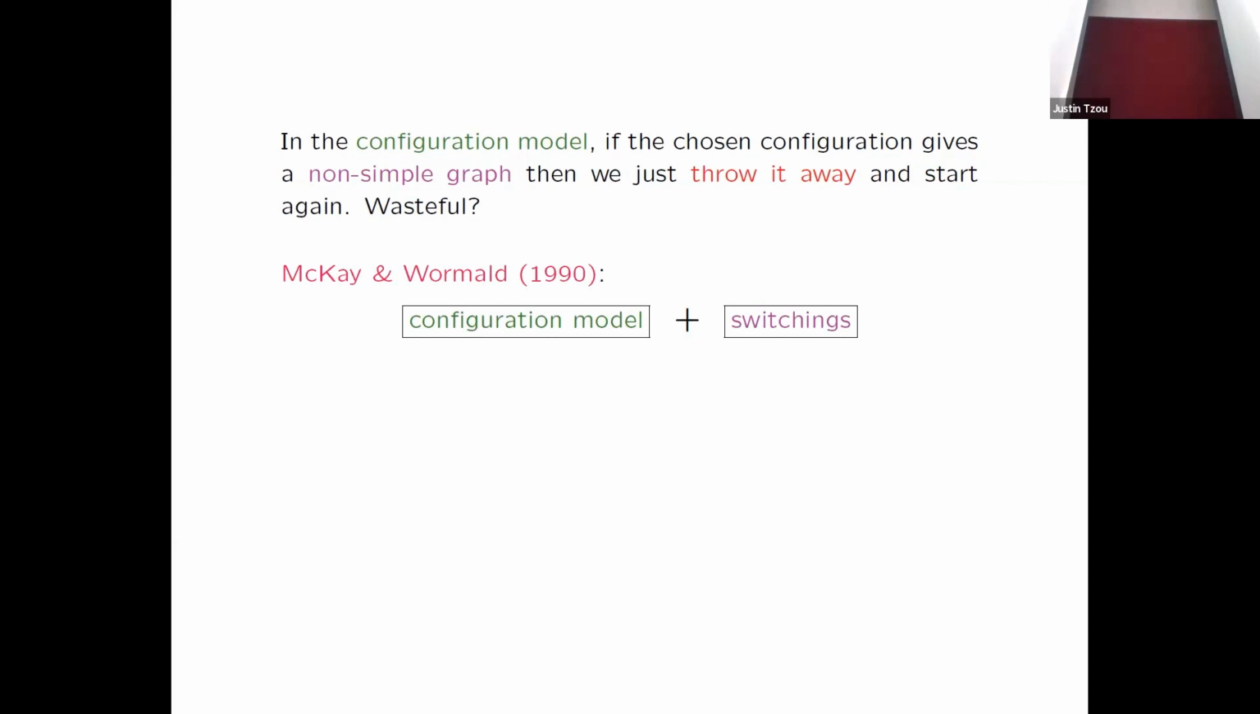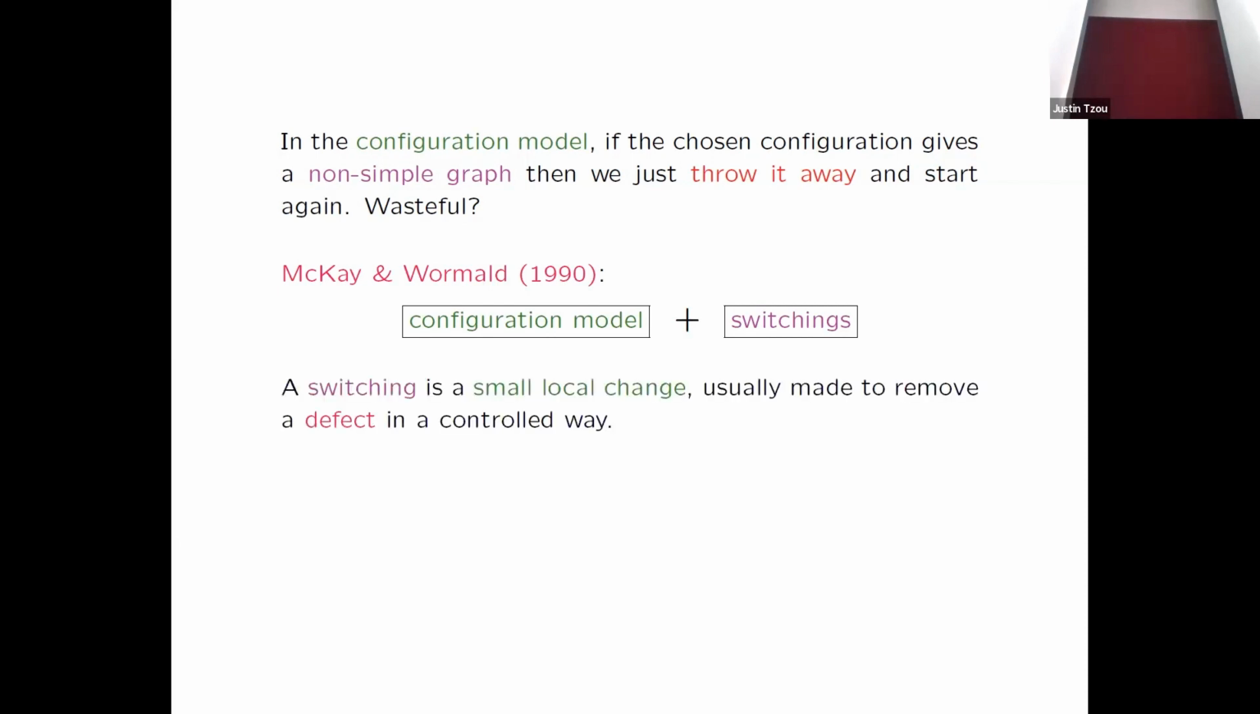Otherwise, work on it bit by bit using something called switchings to turn it into a configuration that will give you a simple graph. And a switching is a small local change which is designed to fix up some defect, like maybe you take a loop and an edge and rewire it so you get rid of the loop. And you do this carefully with carefully chosen rejection probabilities, and the output is still precisely uniformly distributed over G of D, which I think is pretty cool.